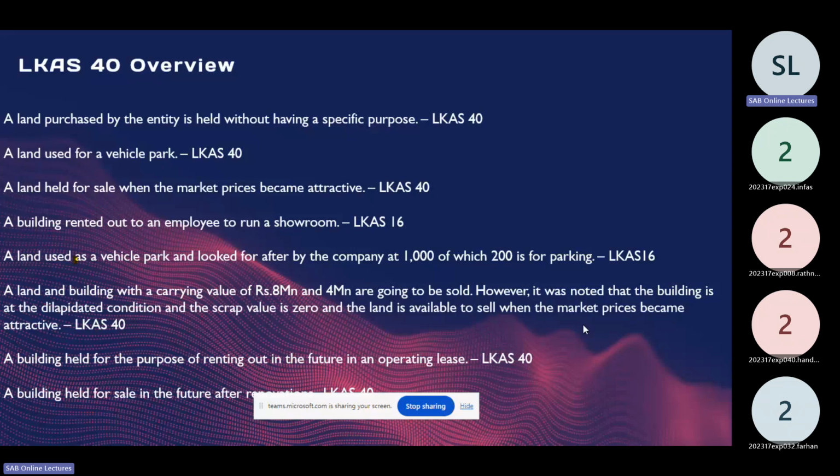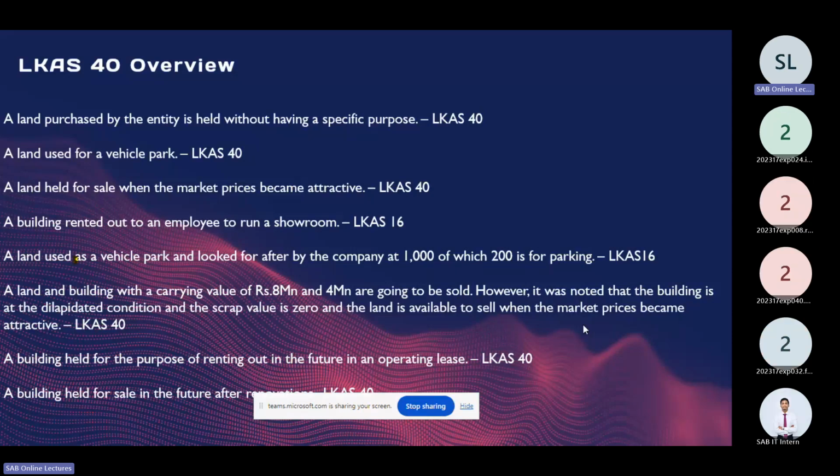Another thing is, we can introduce as an example a building and land in a company worth 8 million. The 4 million is going to be saved, but the building is dilapidated and in the future its salvage value is 0, and the land is available to sell in the future because the market price is very attractive. We can treat it as an investment property under IAS 40.